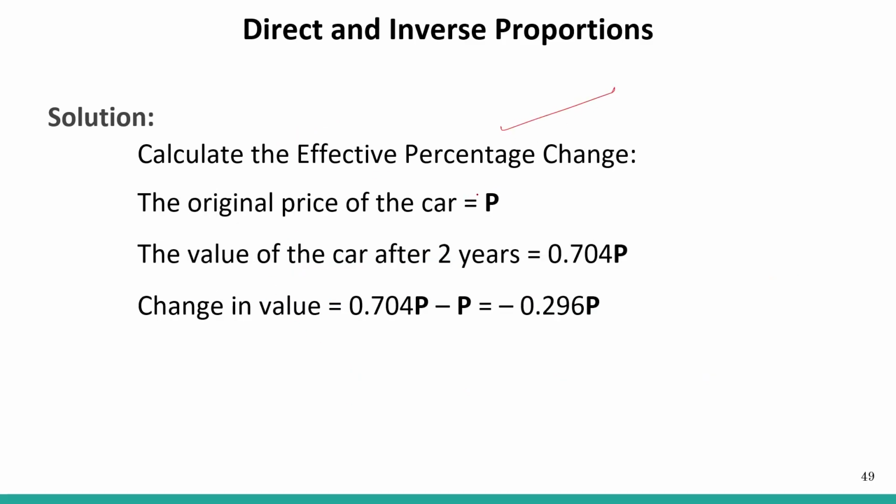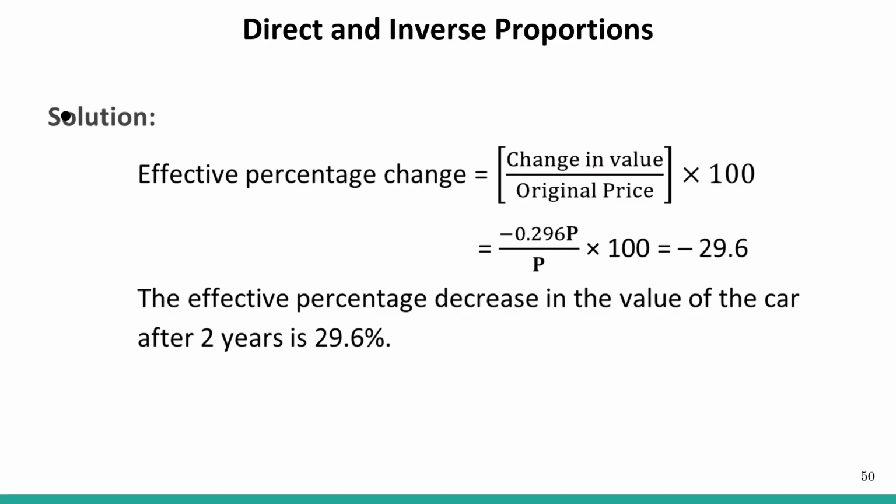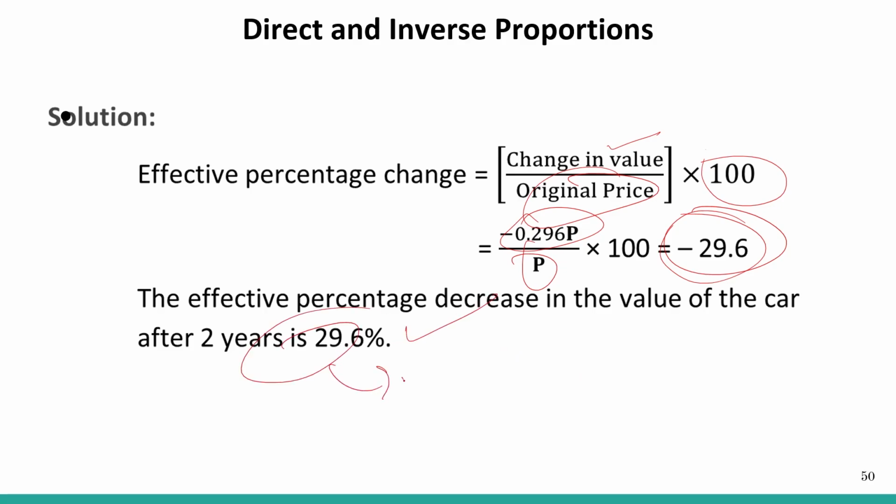Okay, so calculating the effective percentage change. The original price of the car is P. The value of the car after 2 years is 0.704P. The net loss is 0.704P minus P, which is minus 0.296P. So this much loss he will be bearing after 2 years, because the price at which he can sell now is 0.704P. The effective percentage change is equal to the change in value by the original price into 100, which is 29.6. So this much value has depreciated. The effective percentage change in the value of the car after 2 years is 29.6%. This is the correct answer.